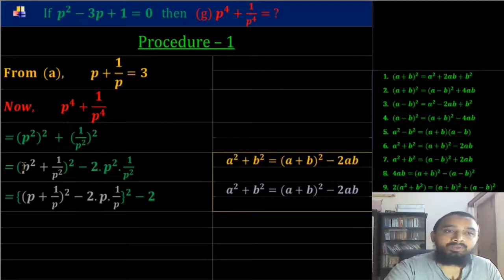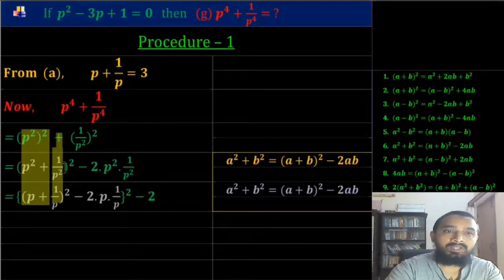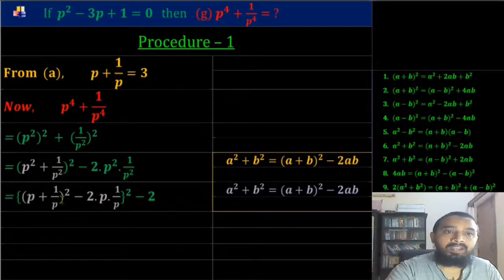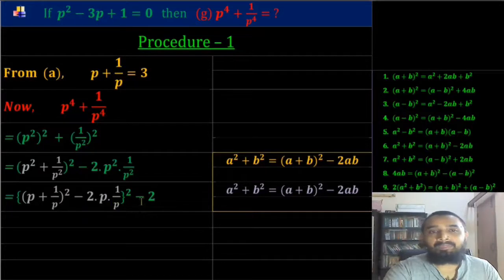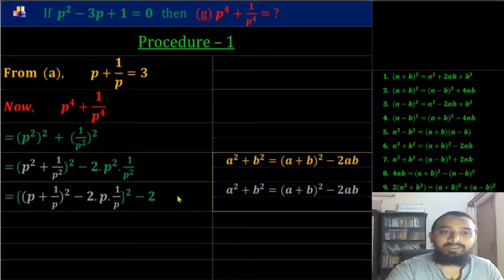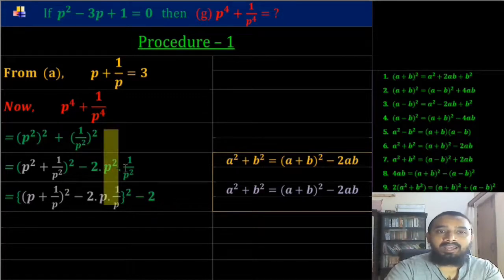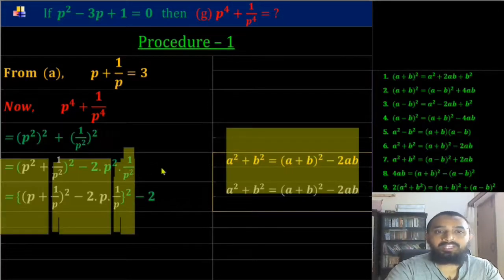Look, now for this portion we're going to apply the corollary, and we're going to get (p + 1/p)² − 2·p·(1/p), and this whole square is for, look, this whole square. Don't be confused. And look, this p² and this 1/p² omit each other.